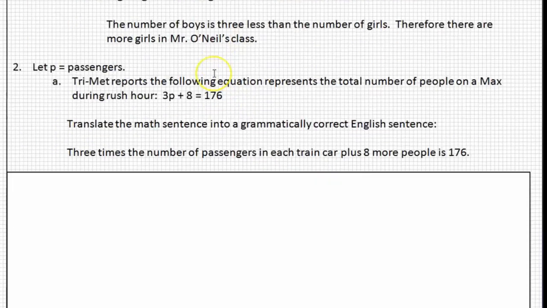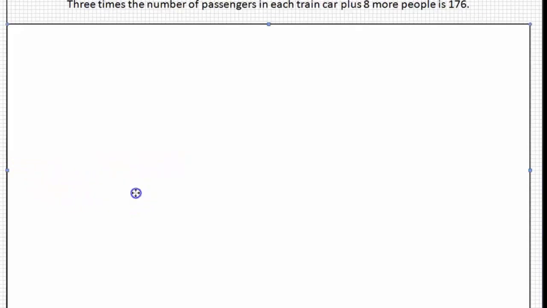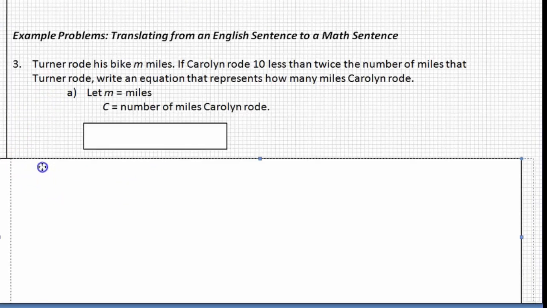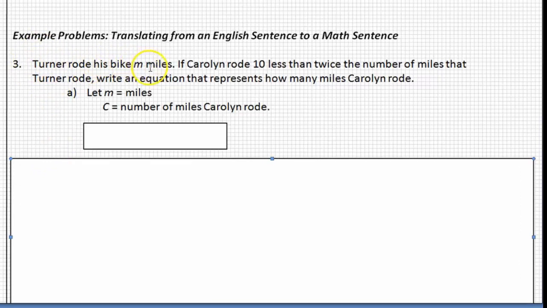For the following 2 examples, we're going to go the other way, where I'm going to give you a little bit of a story problem and I want you to write an equation for it. Alright, so for this one here, Turner rode his bike M number of miles. If Carolyn rode 10 less than twice the number of miles that Turner rode, write an equation that represents how many miles Carolyn rode.